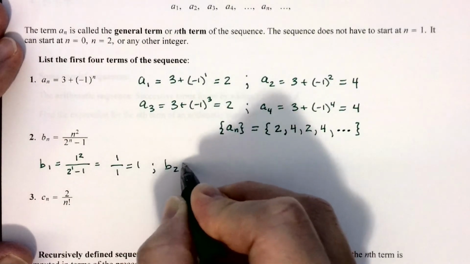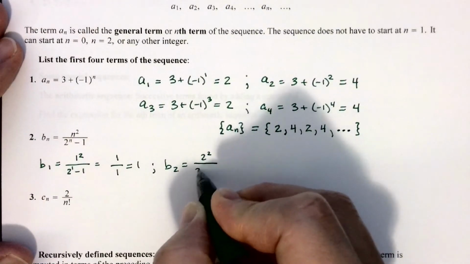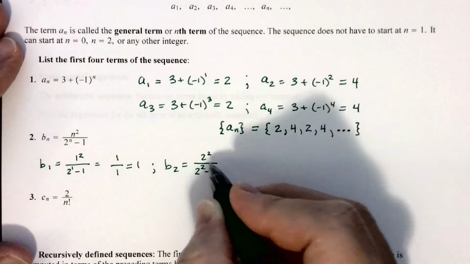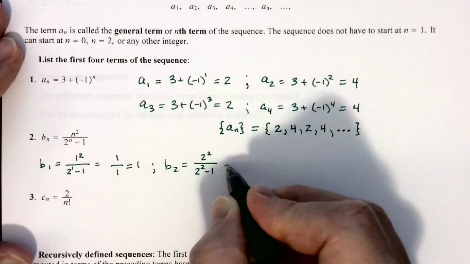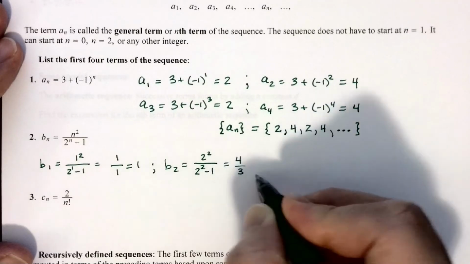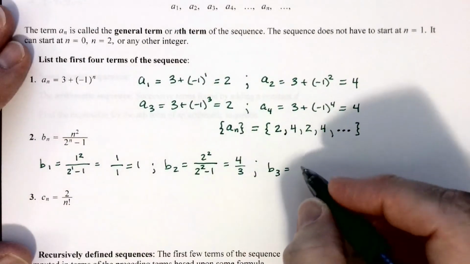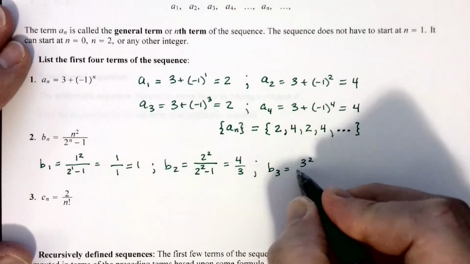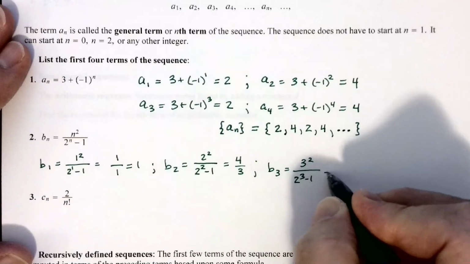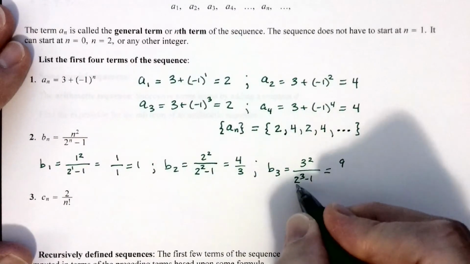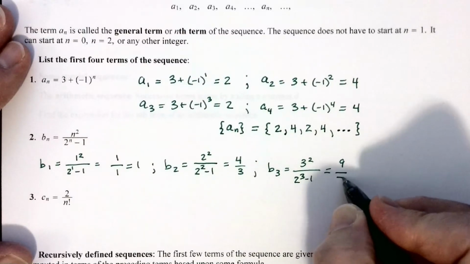b sub 2 is 2 squared over 2 squared minus 1. So I get 2 squared, which is 4. 4 minus 1 is 3. I get 4/3. b sub 3: n is 3. This is 2 to the third. So 3 squared is 9. 2 cubed is 8. 8 minus 1 is 7.